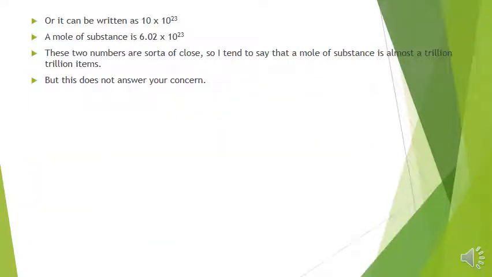So let's take a look at that a little bit. A trillion could also be written as 10 times 10 to the 23rd, and you can see it's kind of close to this number. So a trillion trillion is very similar to the size of a mole. I know people can probably think of a trillion a little bit more easily than they can a mole, but that just gives you an idea of the size of this.